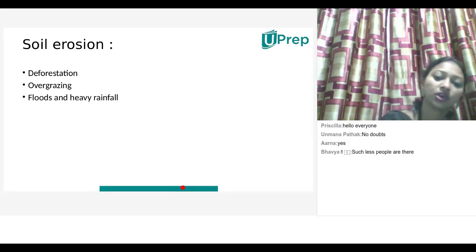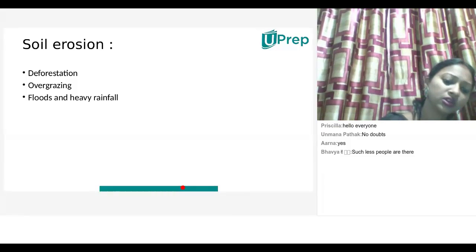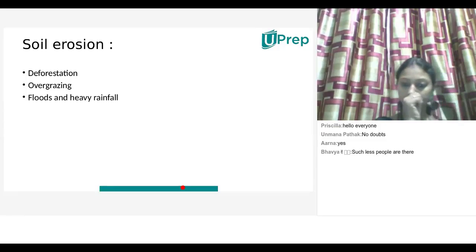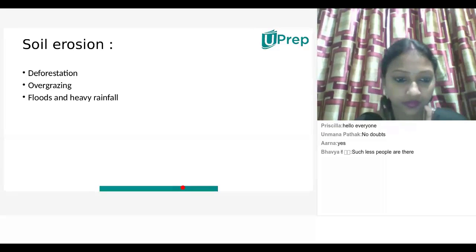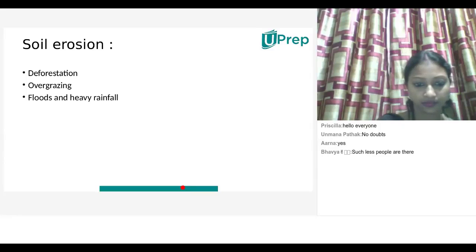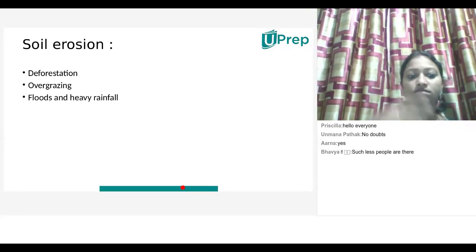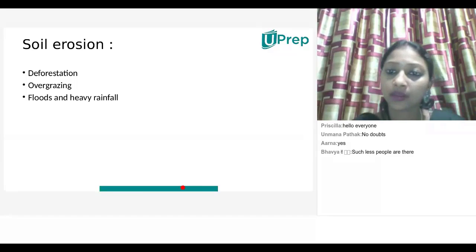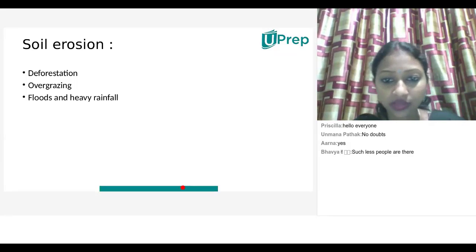So next one, soil erosion. What do you mean by soil erosion, children? Wearing out of the top soil layer. Eroding the top layers.